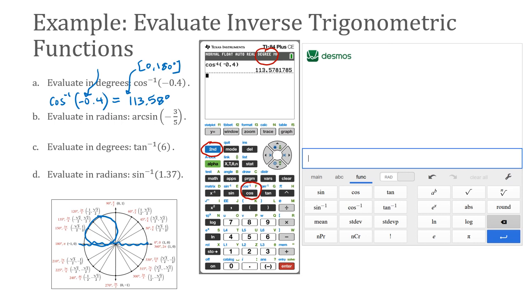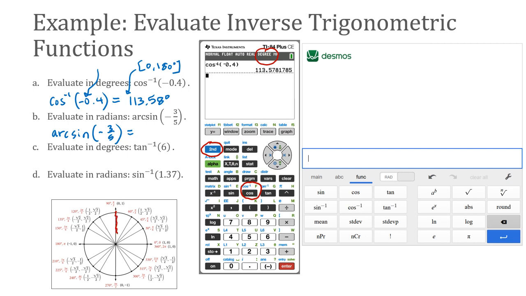The second one says evaluate in radians the arc sine, which is the same thing as inverse sine, of negative 3/5. Now, I am looking for the angle measure in radians that is going to produce a sine of negative 3/5. Now, remember for the sine function that I expect that output to be between negative pi over 2 and positive pi over 2.